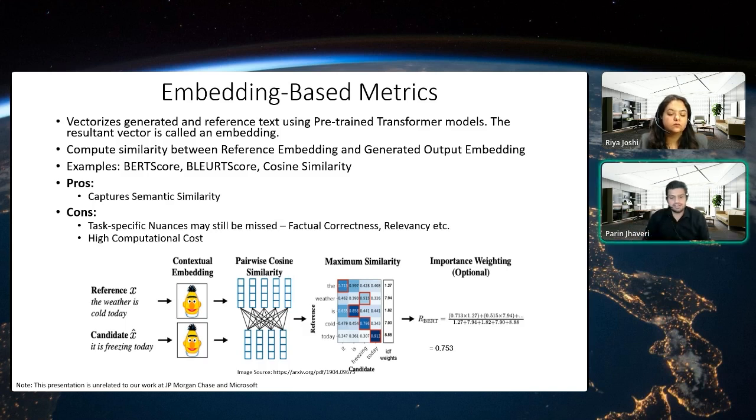But they fail in capturing task-specific nuances, such as how factually correct or relevant the generated output is as compared to the input. Let's take an example of one of these metrics, BERTScore. The reference text or the expected output is: the weather is cold today. And let's say the generated output by the LLM is: it is freezing today. These two sentences are quite similar. While they might not mean the exact same thing, they are actually quite similar.